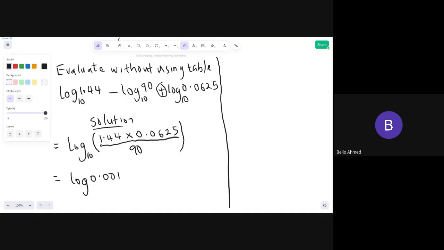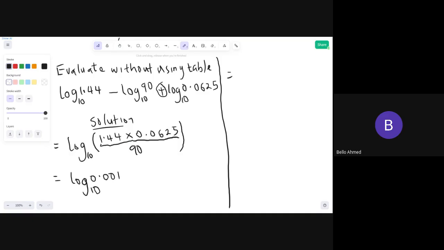Then when you do that, when you multiply the numerator and divide it by 90, then you're going to have 0.001. Then everything is going to be what? To be 10. And I'm going to continue solving at the other side here. And this is going to give us what?